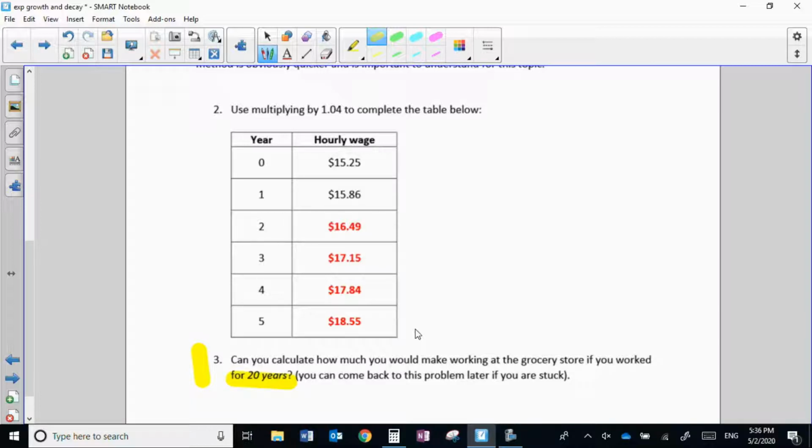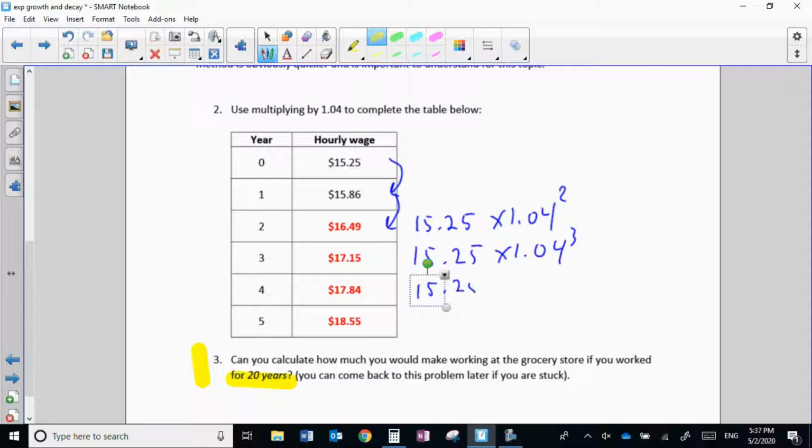Actually, think about what I just said there. You don't want to have to multiply by 1.04 20 times. Well, that's what exponents are. They speed up that process for you. Let's take a look at, for example, year 2. What have I done to get 16.49? Well, I've taken 15.25 and multiplied by 1.04. I've done that 2 times, which is the same as saying 1.04 squared. And here I've got 15.25 times 1.04 to the power of 3. 15.25 times 1.04 to the power of 4.